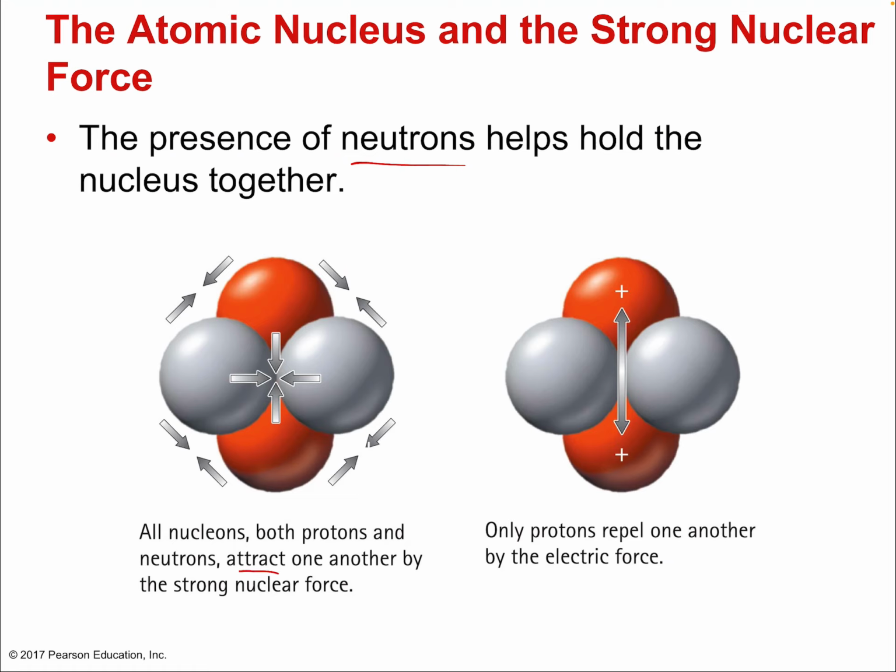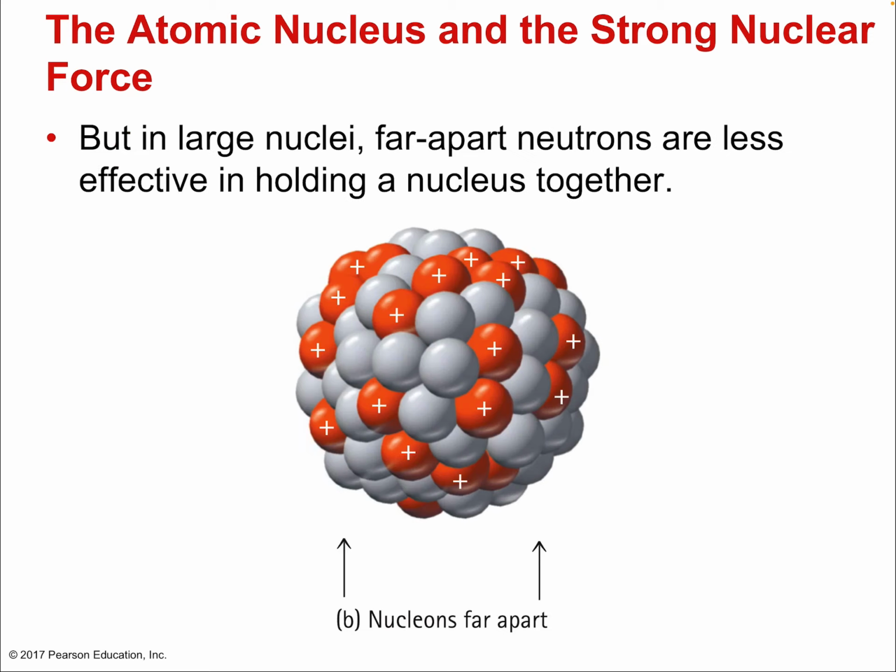So having extra ones means extra attraction, all right? Only protons repel one another by the electric force, right? So you can definitely see why having extra neutrons would help hold the nucleus together, right? Okay, but in larger nuclei, far apart neutrons are less effective in holding a nucleus together. Because think about it, you've got this proton over here, you've got this proton over here, they're pretty far apart. This is the overall distance between them.